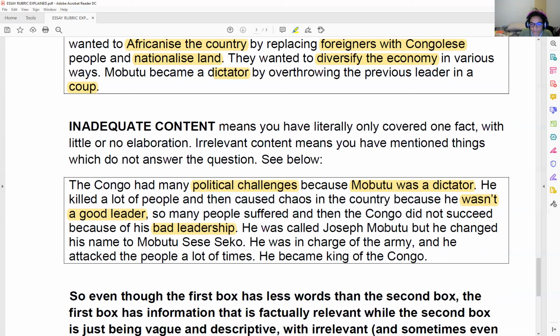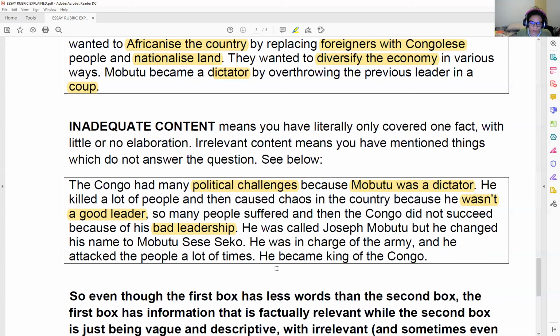He was called Joseph Mobutu, but he changed his name to Mobutu Sese Seko. How is this relevant to the question? He changed his name, but you're not really relating this. If you maybe said that he changed his name to become more African, he didn't want to be associated with the colonizers, maybe you could say this is actually answering the question. But to just say that he changed his name is not enough. You need to relate that to the question.